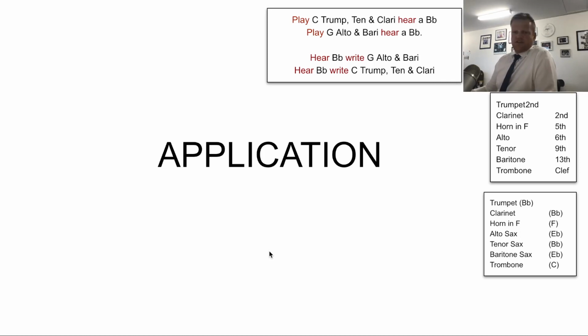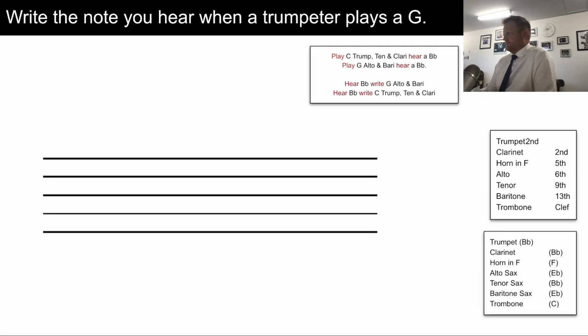Alright, so here I've tried to make some little cheat sheets for you, so you can do it any way you like here. And let's give it a shot. When you're doing any questions, or even if you're just doing it for your own music, you've really got to pay attention to the question and what they want you to do. So I've tried to make it nice and clear. So write the note you hear when the trumpeter plays a G.